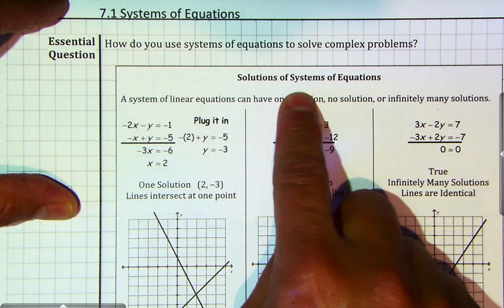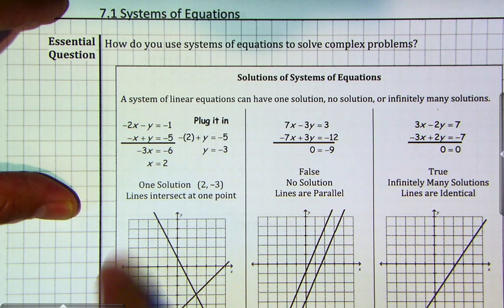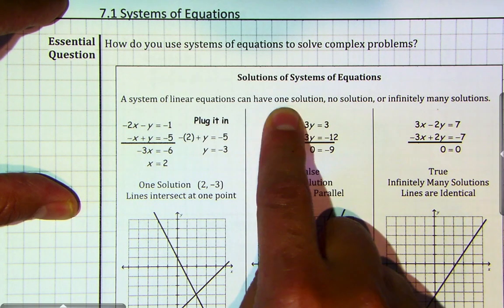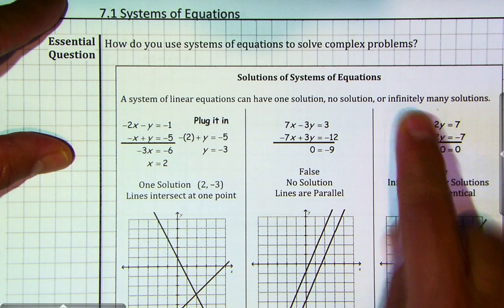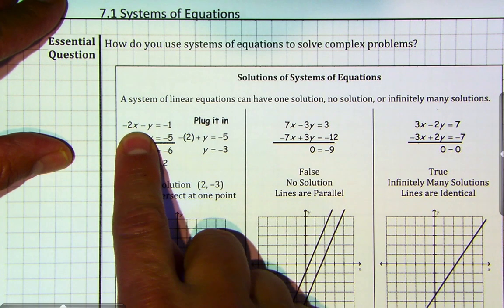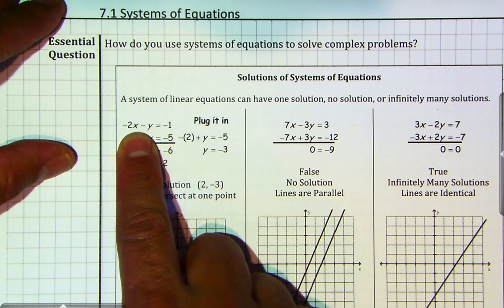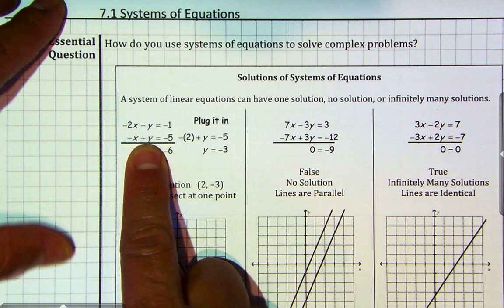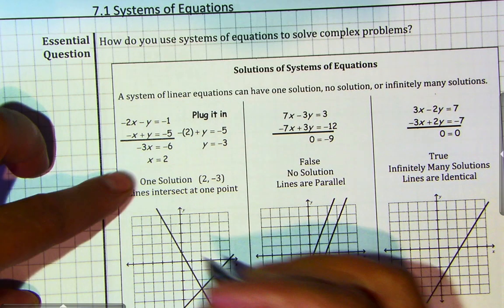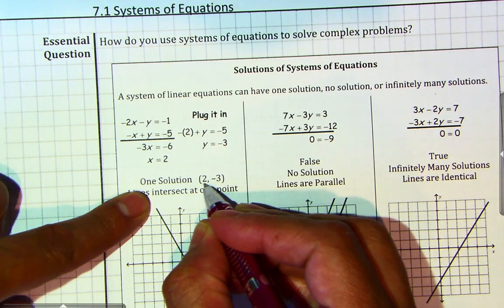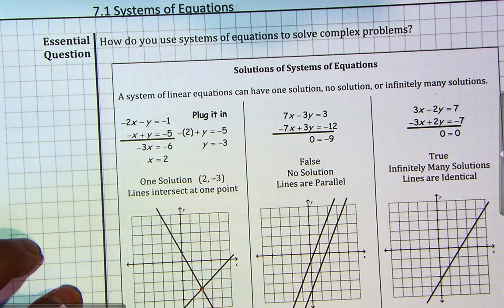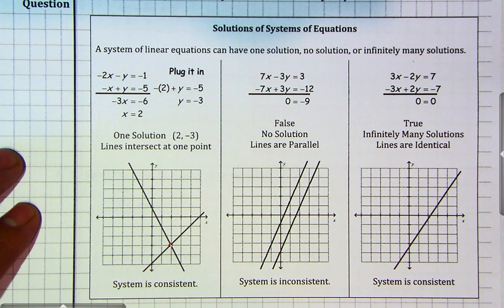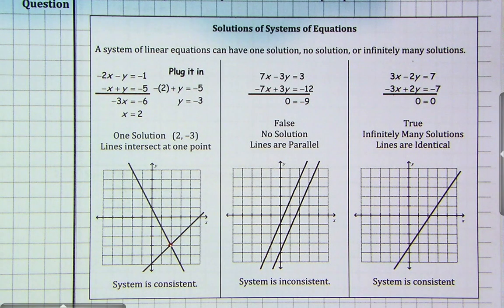So, solutions of systems of equations. A system of linear equations can have one solution, no solutions, or infinitely many solutions. If you are given two linear equations, each an equation of a line, and once you solve it you end up with a point of intersection, that means the lines are going to cross at that specific point. So we have one solution, and therefore our system is consistent.